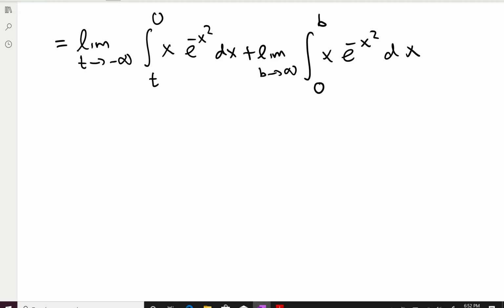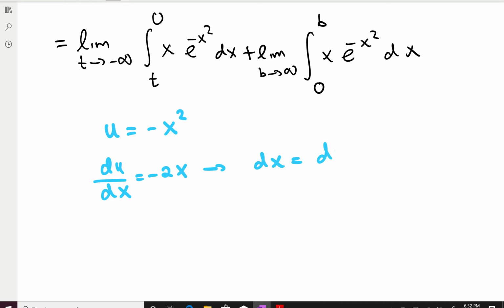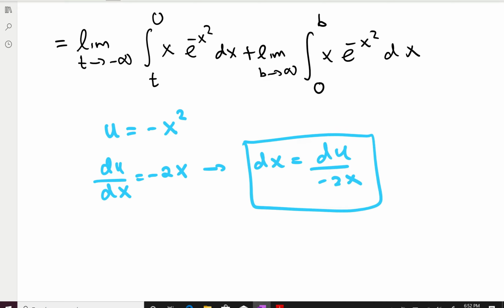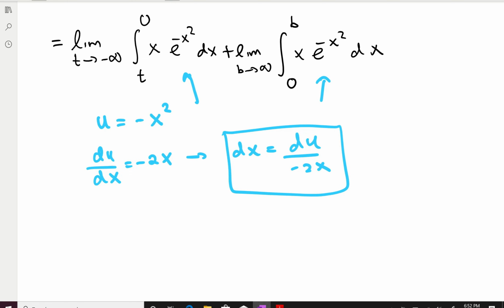Now if you want to integrate x times e to the negative x square, you have to use integration by substitution, because you can choose u to be negative x square. The gist here is the derivative of u is negative 2x. So because of that, dx is du over negative 2x. Now we can do a simple substitution in both of these integrals. Let's see what we get.